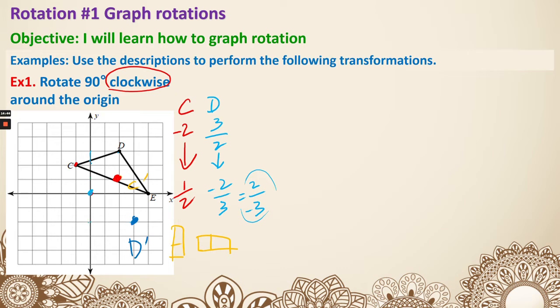Lastly, we have point E. Whenever we have a point on the axis, that's going to make things a bit easier, because from one axis to another axis is always going to be 90 degrees. That's why if we're rotating E clockwise, it's just going to end up right here on the y-axis as an E prime. Lastly, we just need to connect the shape.